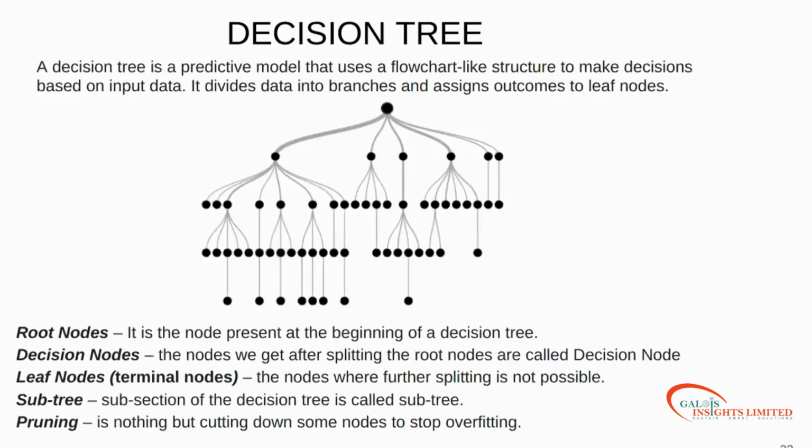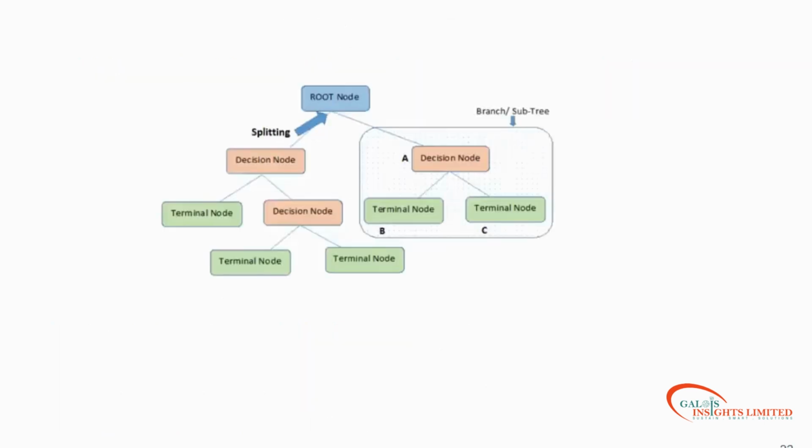Yeah, so subtree nodes are simply sub decision trees, and pruning is simply a way of cutting down some nodes to stop overfitting. So when you realize that the model is trying to overfit, then you have to cut down some nodes to avoid overfitting. So these are some terminologies that you should be aware of.